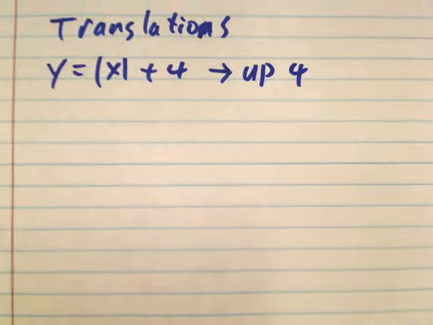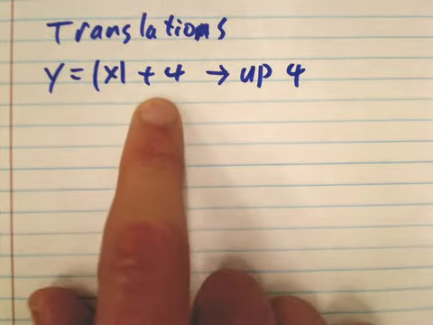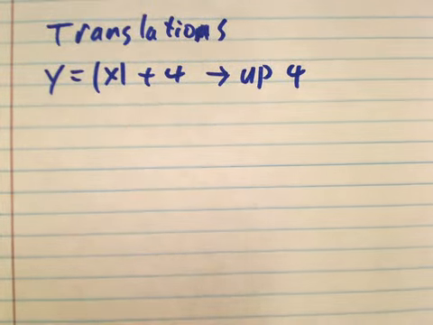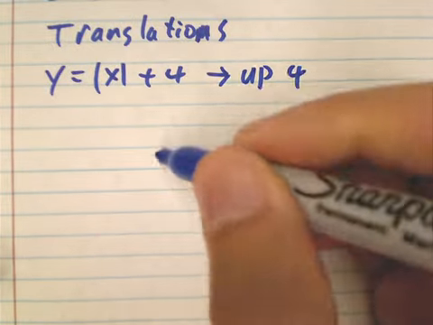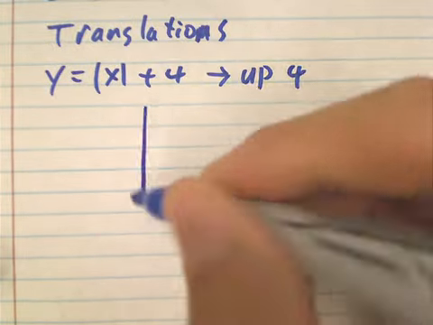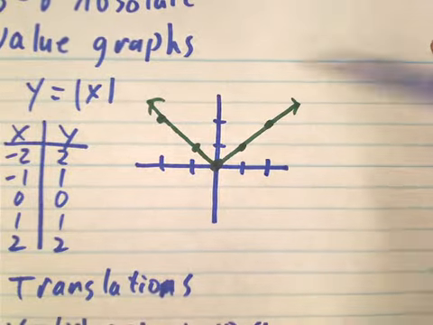Okay, so to do a translation, the one we're going to start with first is adding at the very end, like that. And when you do that, it moves the graph up or down. So this will move the graph up 4. I'm going to start with the vertex, where it changes direction, and move that up 4 and then graph from there.